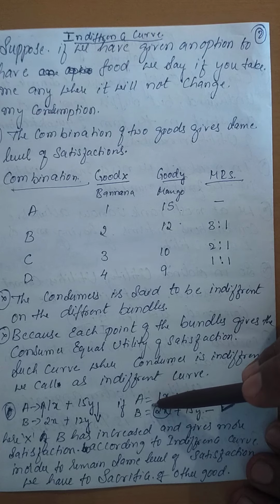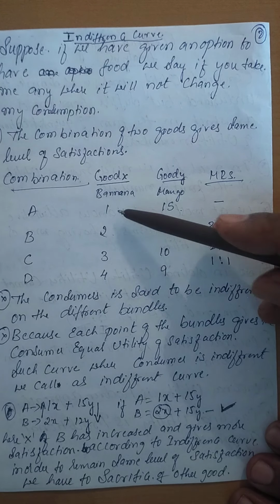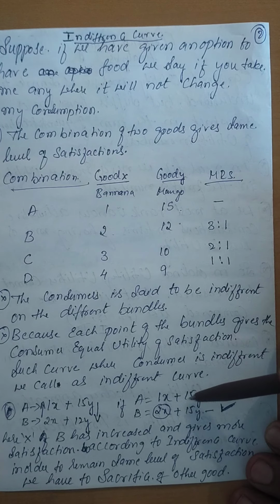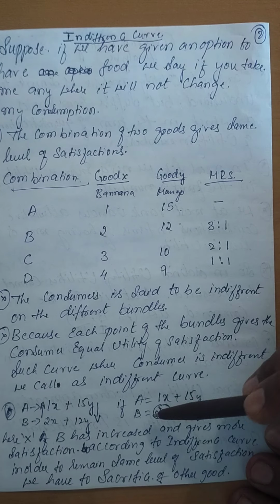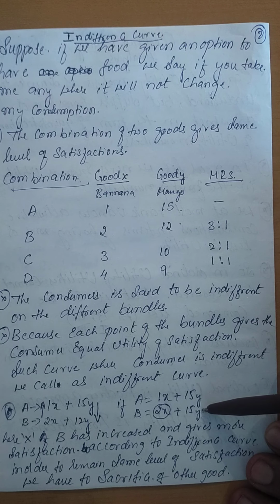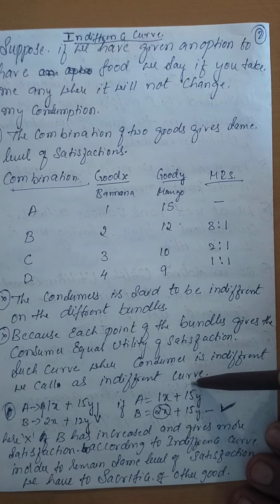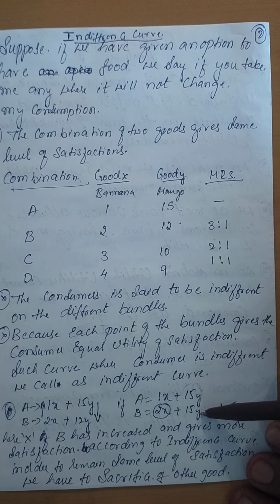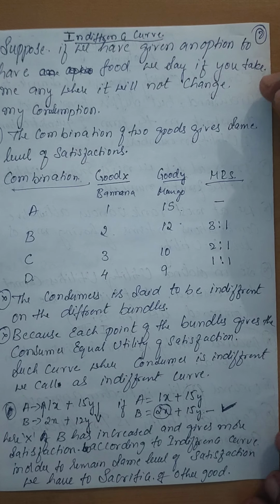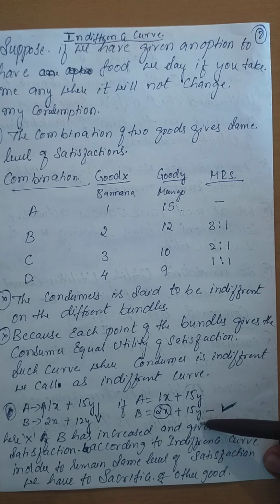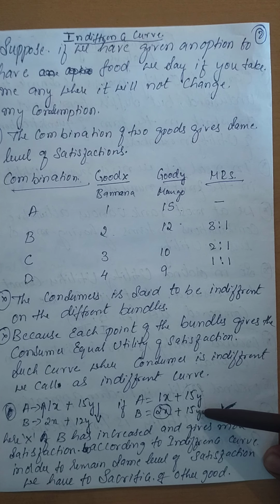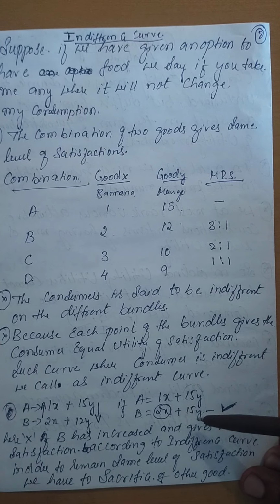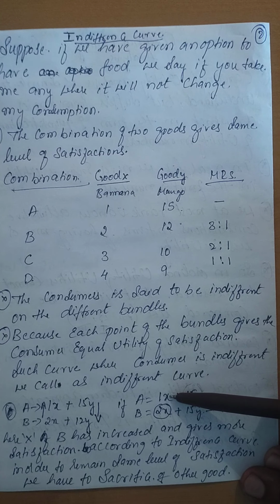So next, one more example is here. Combination a is 1x and 15y, and combination b is 2x plus 15y. So what is this? Both have the same level of y, isn't it? 15 and 15, let us consider now, whereas x has increased, 1x and 2x. Now say whether the consumer will go for the first combination or this combination. Of course, he'll go for this combination. The reason is that good x has been increased compared to the first combination, combination a.